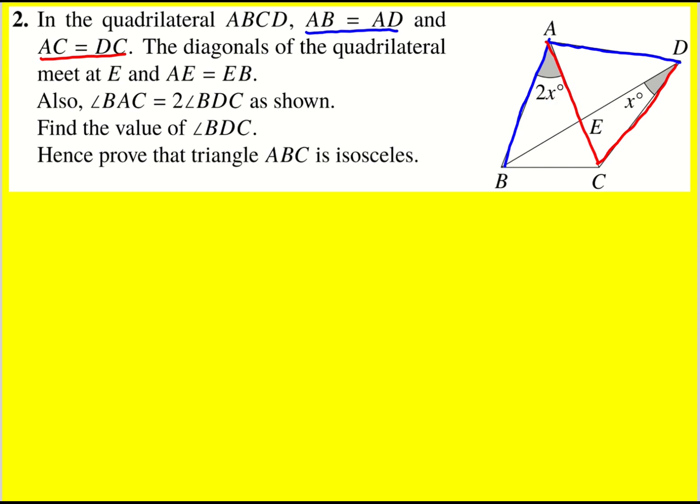And furthermore, we've next got a statement about AE equaling EB. So E is where the diagonals meet, and then this is equal to this. So I think the colors make it a little bit clearer. Angle BAC is twice angle BDC, which is already indicated in the diagram, and we're asked to find the value of BDC. So that's x that we're trying to find, and hence prove that the triangle is isosceles.